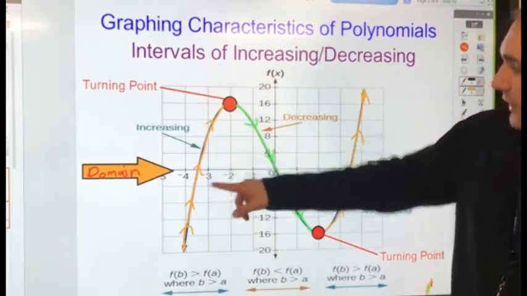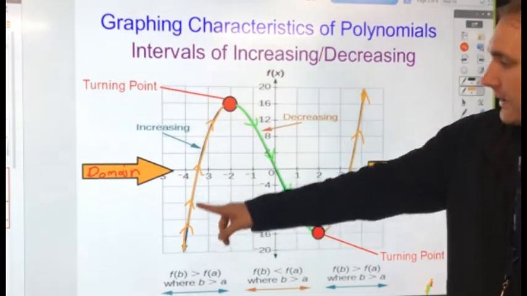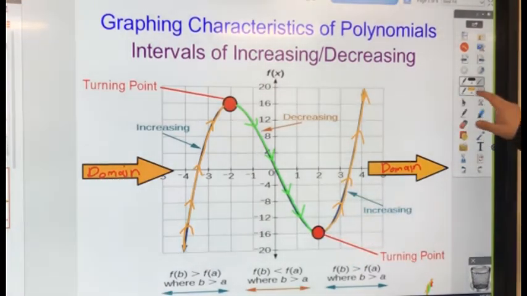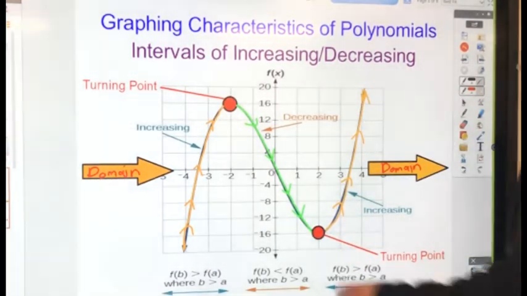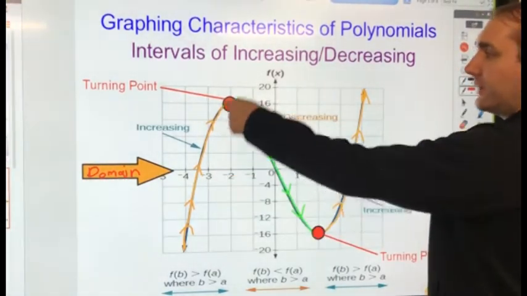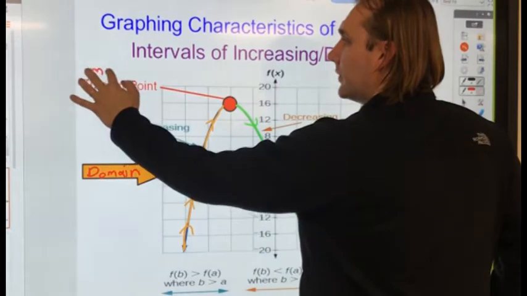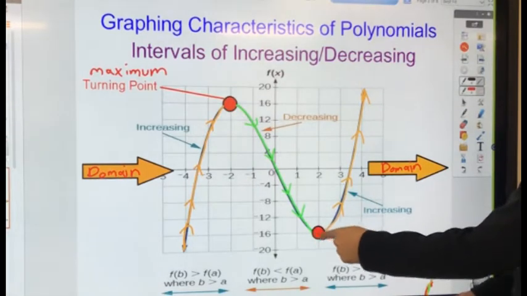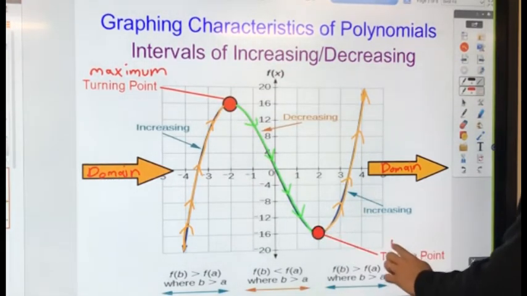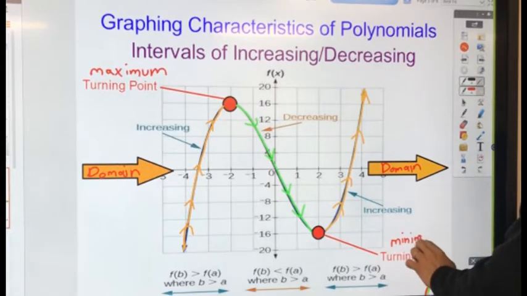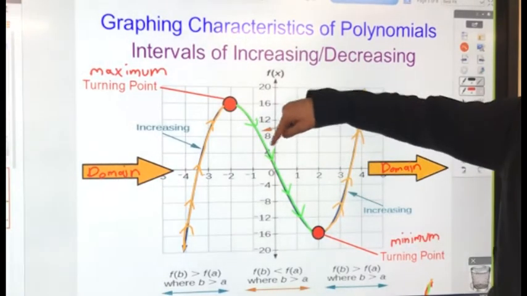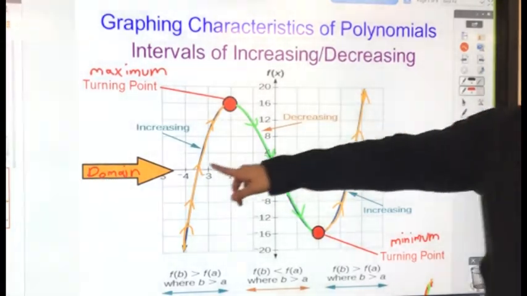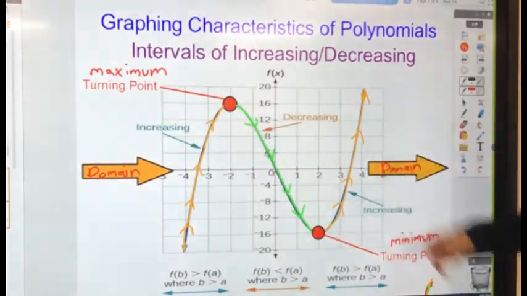So it follows your finger as you're tracing your graph from left to right. I am increasing. I hit a turning point. Now I'm decreasing. Hit another turning point. Now I'm increasing. With these turning points, we have a high turning point here, which kind of looks like the top of a mountain. That is called a maximum turning point. Then I come down here and I hit a low point, so kind of like the valley. That is a minimum turning point. And turning points come from when you change intervals, from increasing to decreasing, or from decreasing to increasing. You're switching.